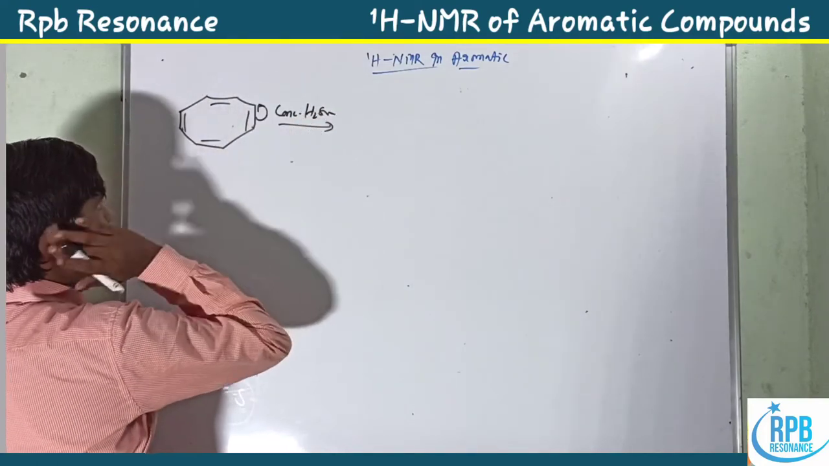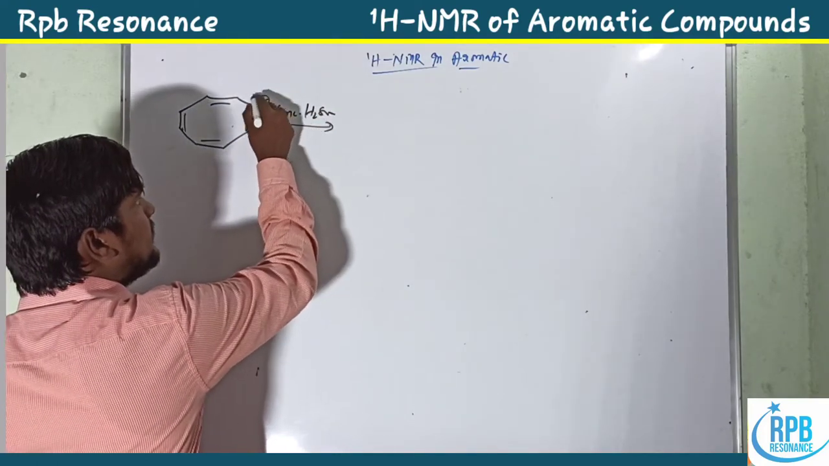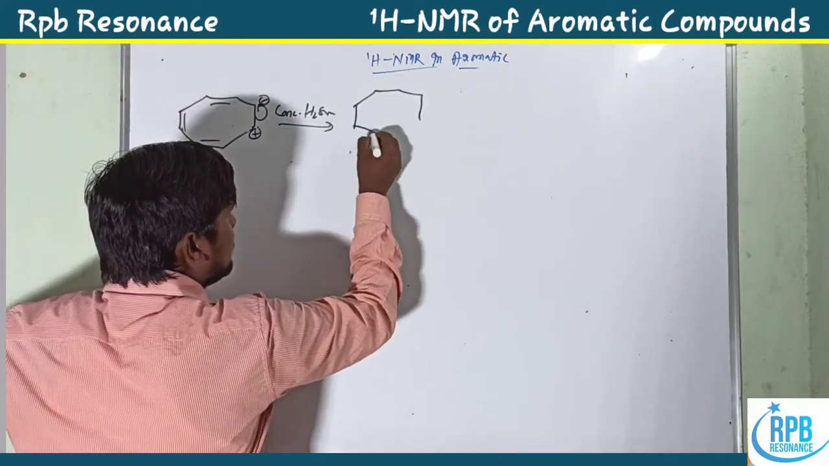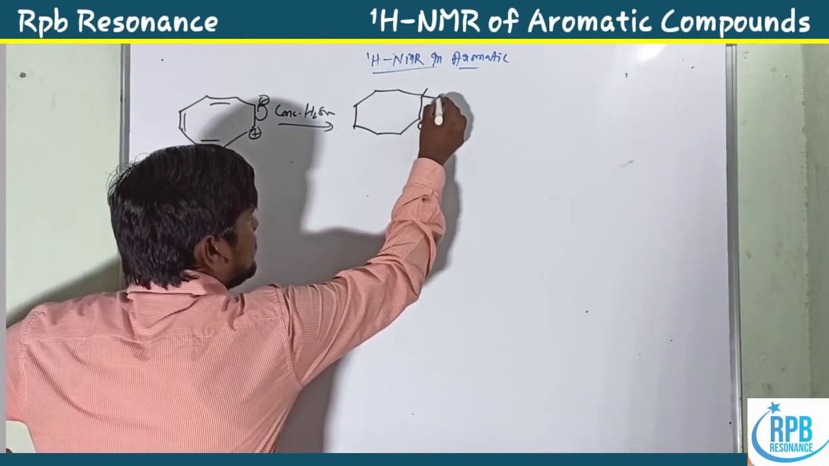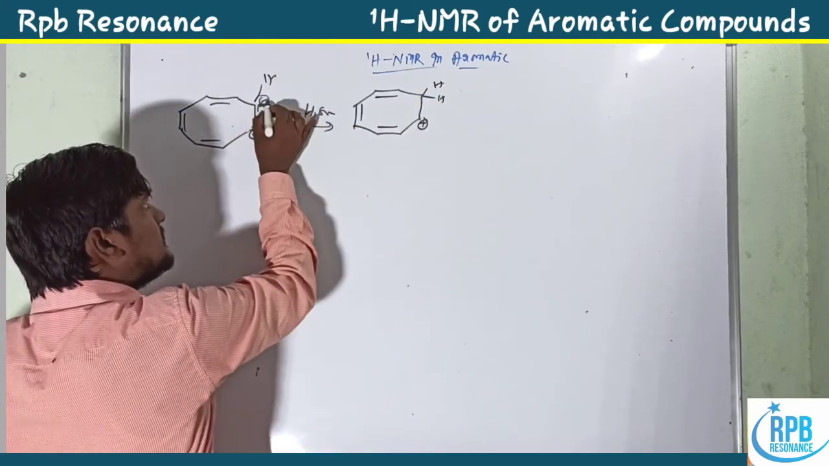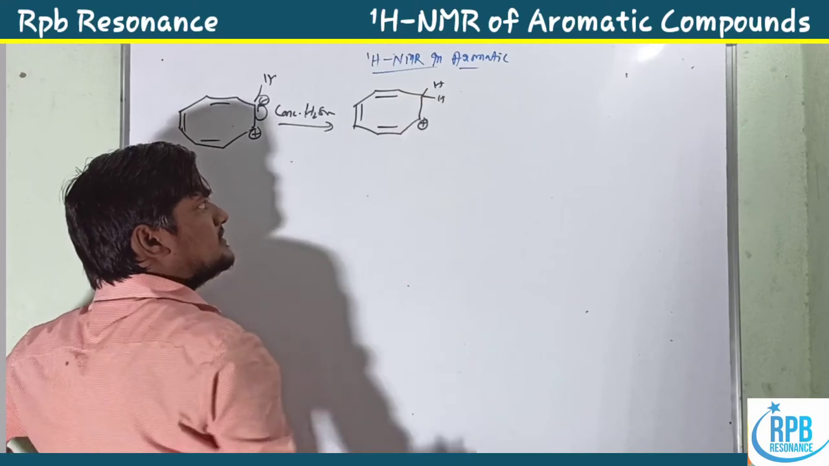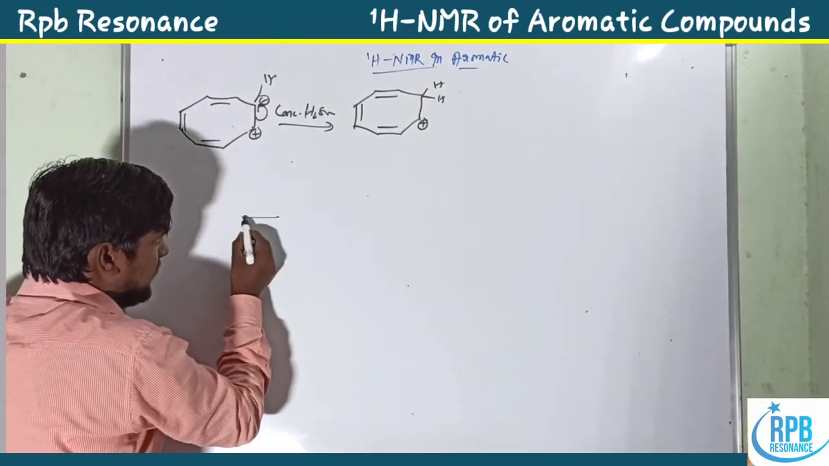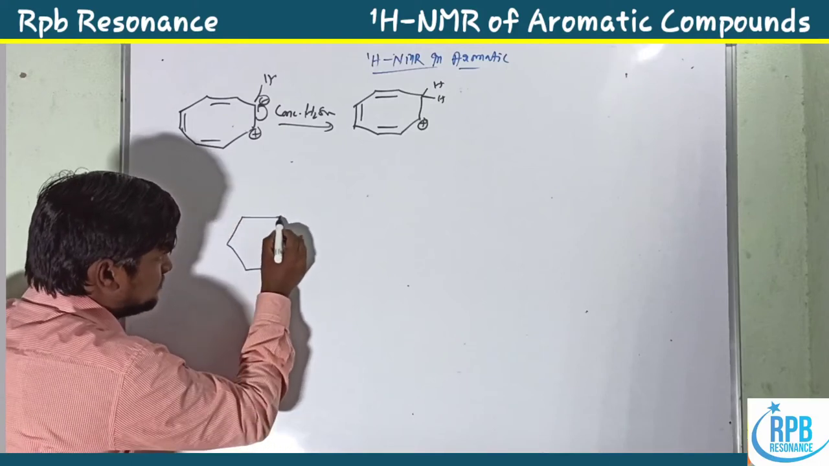Now here it is minus and it is positive. So this is the negative, and the negative will abstract the proton. Now it creates a positive cation with an sp3 carbon atom. Already one proton is there, and this minus will abstract the proton, so it creates the sp3 carbon atom. Now let us draw the structure of that compound.